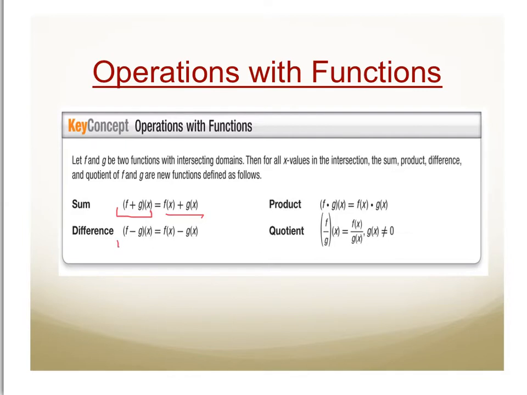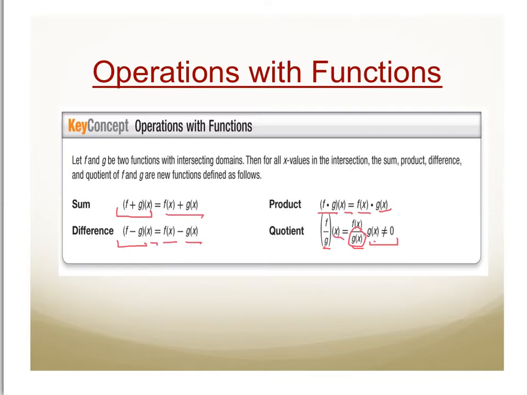You have f minus g of x is equal to f of x minus g of x. F times g of x is equal to f of x times g of x. And f divided by g of x equals f of x divided by g of x. And this is stating that g of x cannot equal 0 because, of course, we know that we can never divide by 0, so g of x would not be able to equal 0 in this example, or in this definition.